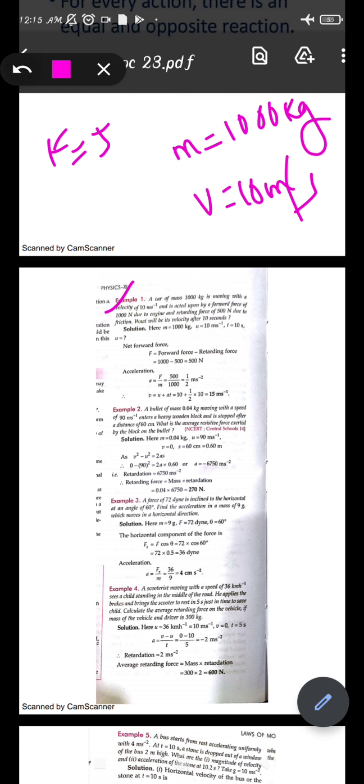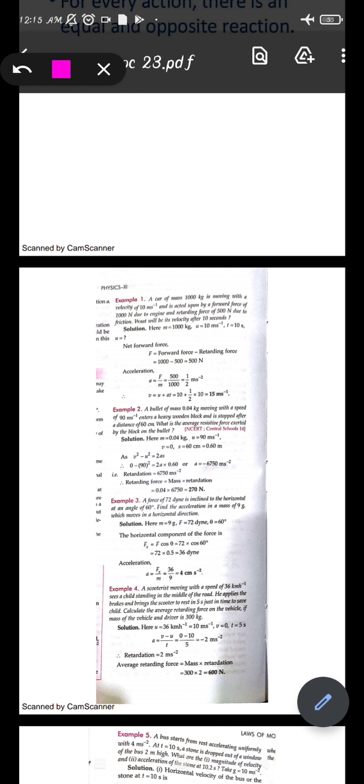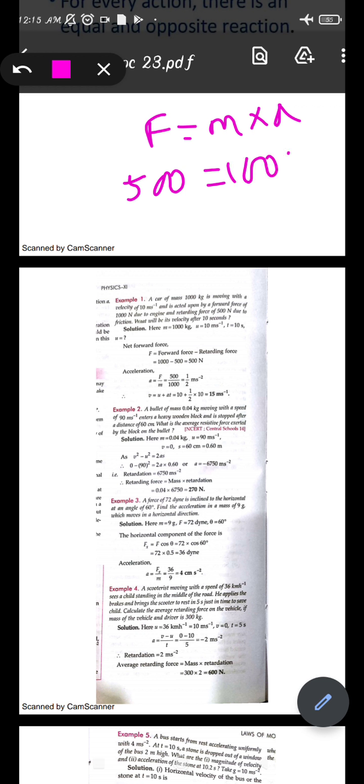We know the equations of motion are there to find velocity, acceleration and time, but they do not use mass and force. So we have to find the acceleration first using this force and mass, so that we can use the equation of motion. Force is equal to mass into acceleration. We have force as 500 newton, the net force acting on the body, and mass as 1000 kg, and acceleration a will be 500 upon 1000, which is 1 by 2 or 0.5. Now you got the acceleration.